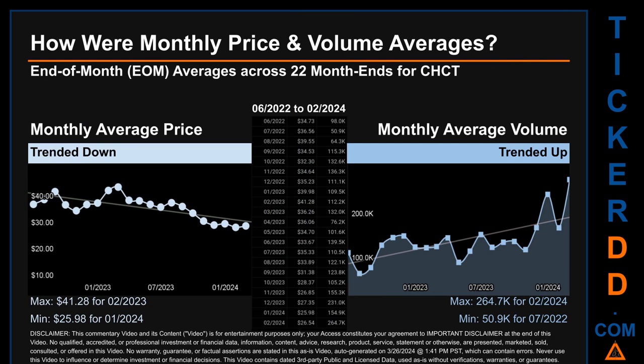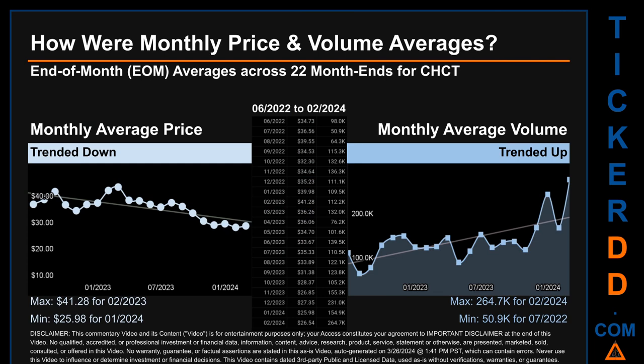How were price and volume averages for CHCT? Across 446 trading days, there were a total of 22 month ends, of which monthly averages for daily price and volume were calculated. Overall, monthly price average trended down while monthly volume average trended up.